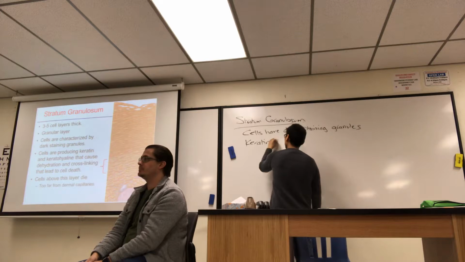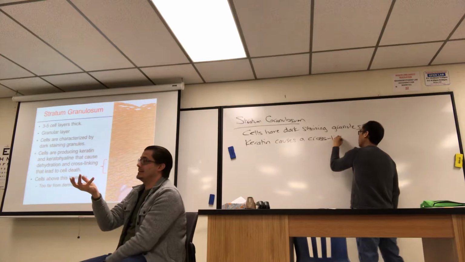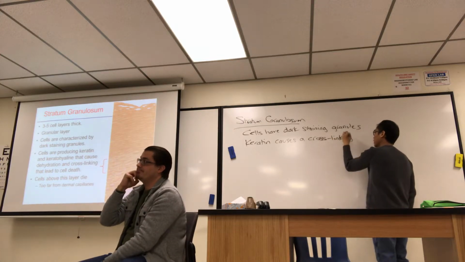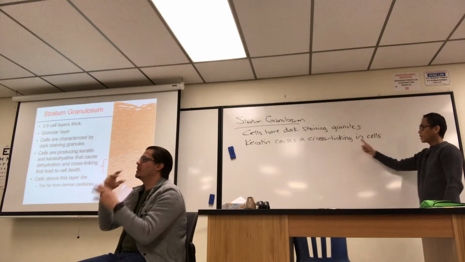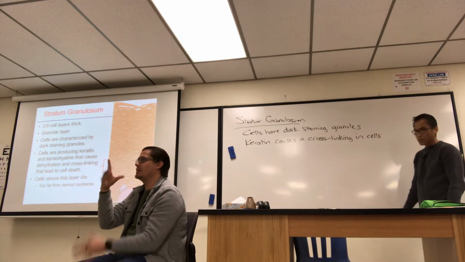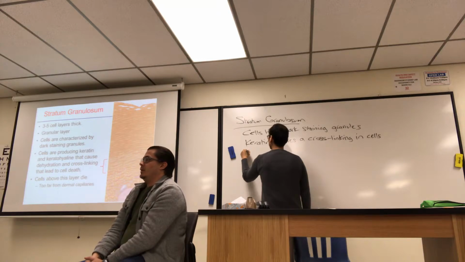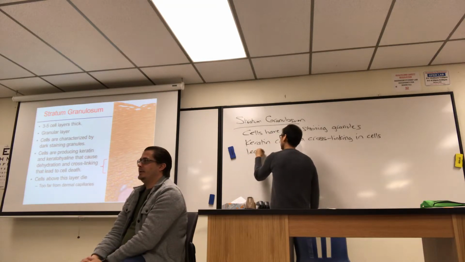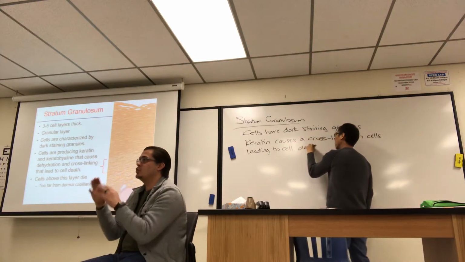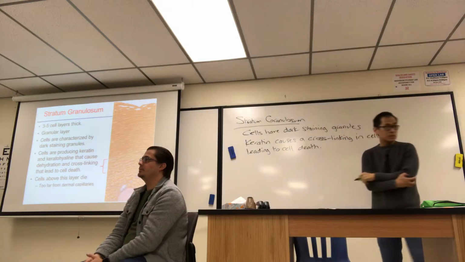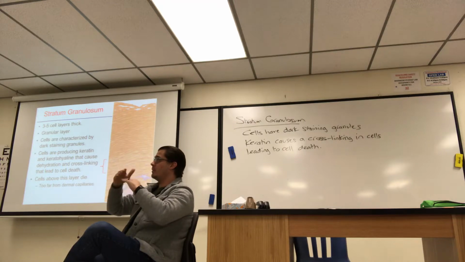So I'll write that the keratin causes cross-linking in the cells. Proteins cross-linking in cells always leads to cell death. You just always see that. So leading to cell death is what's going to happen there. So cells above this layer will be dead. Okay. Too far from the capillaries.